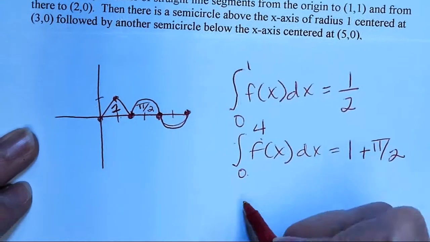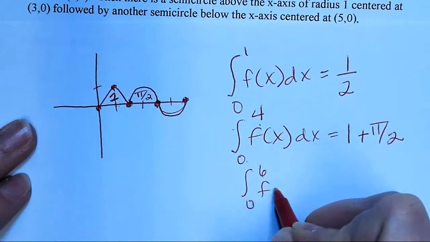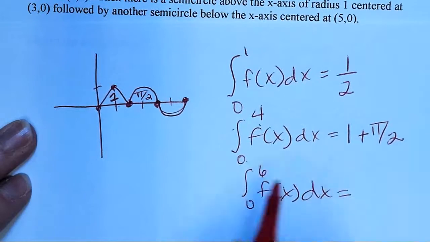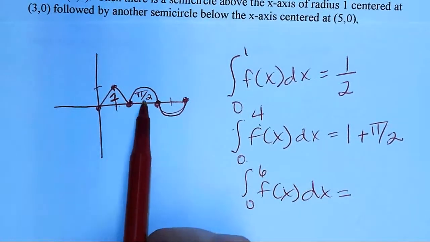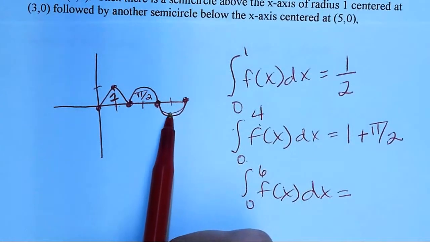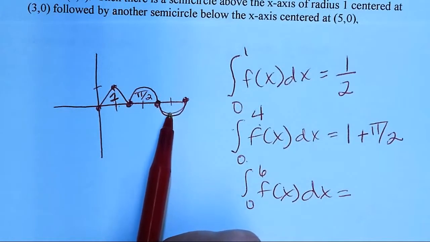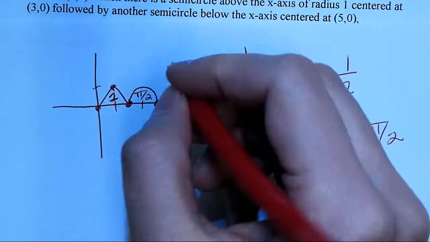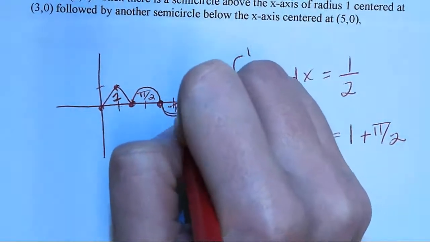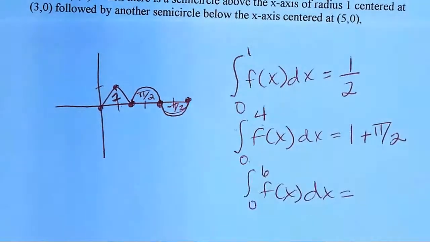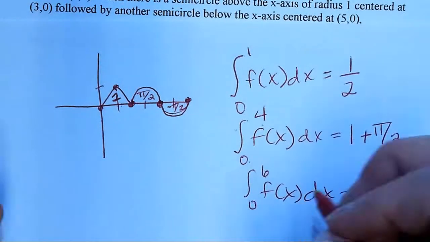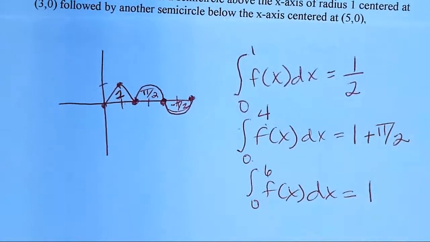Okay, so now what if I asked you from 0 to 6? We already know that this is area 1, this is area pi over 2, and this is going to be a semicircle with still radius 1, so what is the area going to be of that? Pi over 2. Now, since it's below the axis, we're going to call this area negative, so negative pi over 2. Right, so the area from 0 to 6 is just going to be 1. Anytime we have the function above the x-axis, the area will be positive. If it's below the x-axis, the area will be negative. And basically, it's just a directional type thing.